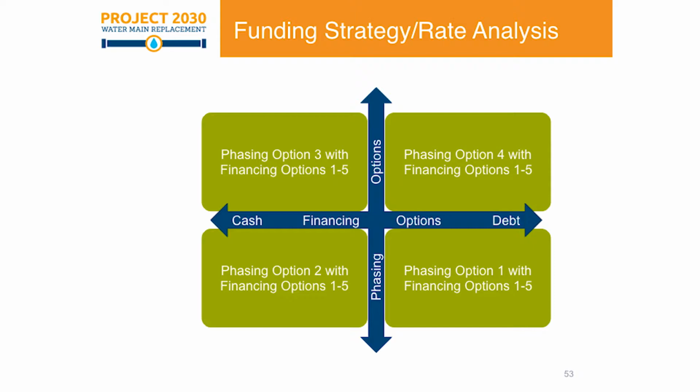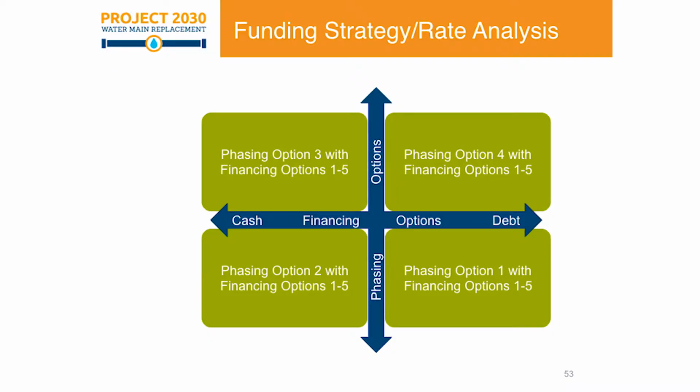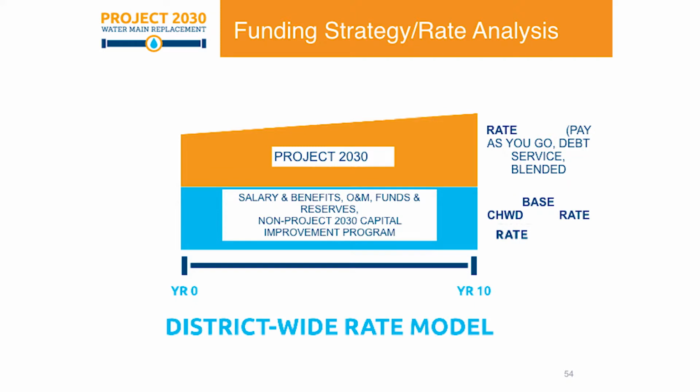So along the horizontal axis, I think somebody had asked a question about cash pay-as-you-go rate financing versus debt financing, but then also phasing options in the vertical axis. And again, that can be, do we accelerate main replacement? Do we spread it out over a longer period of time? And then with each of those, we can run different financial rate analyses and models and come up with what the impact is to the community.